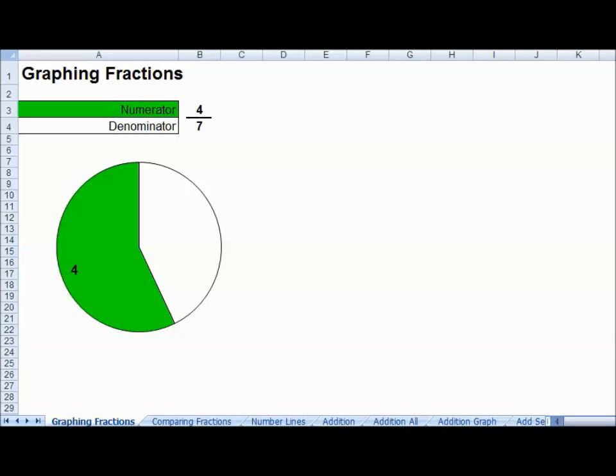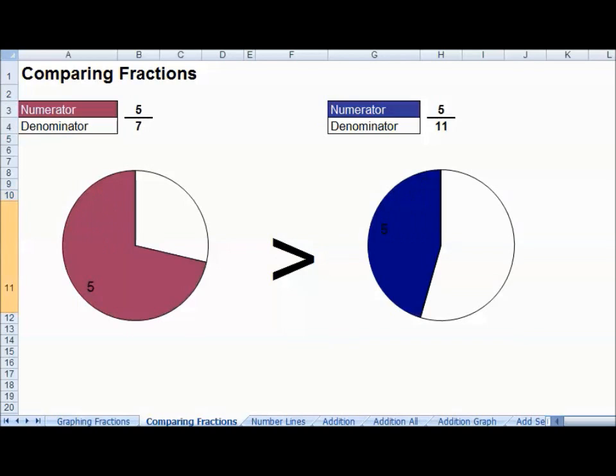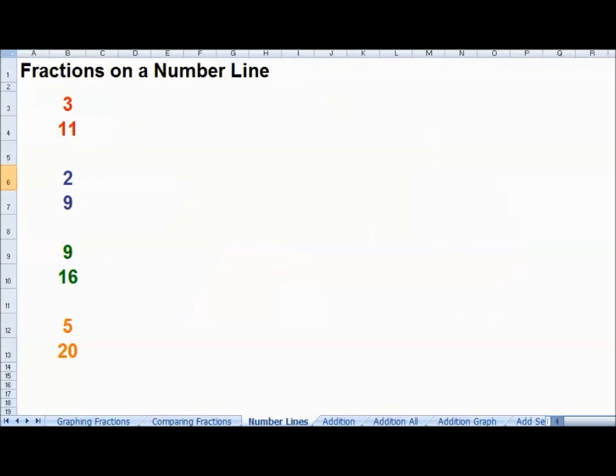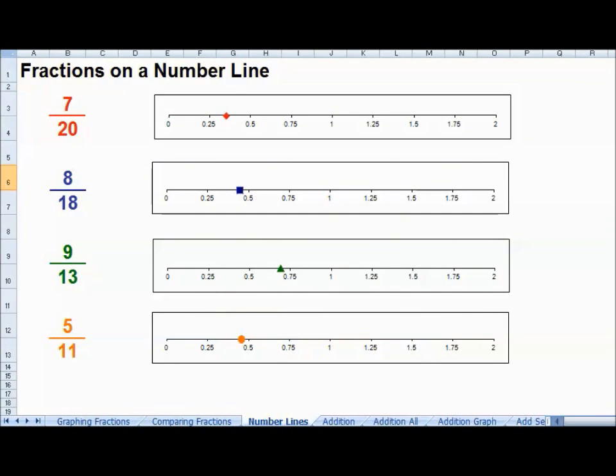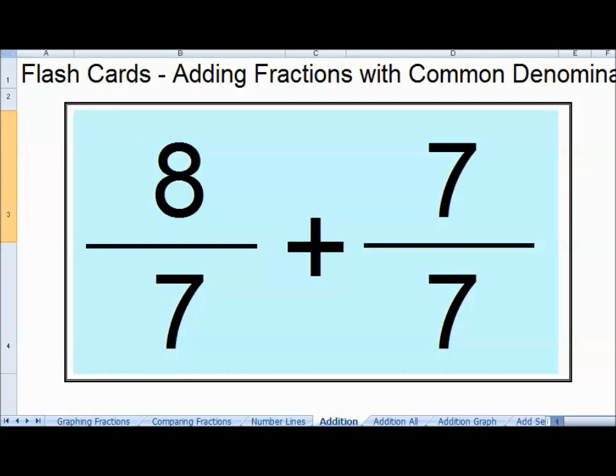On the first tab, Graphing Fractions, generates a pie chart illustration of the displayed fraction. The next tab, Comparing Fractions, has two pie chart illustrations so students can visually see why one fraction is larger than another fraction. And we have some number lines for comparing fractions as well, in order to open discussion between teacher and student. When they're ready, we can move on to guided practice exercises that randomly generate problems for students to solve. This one is with common denominators.